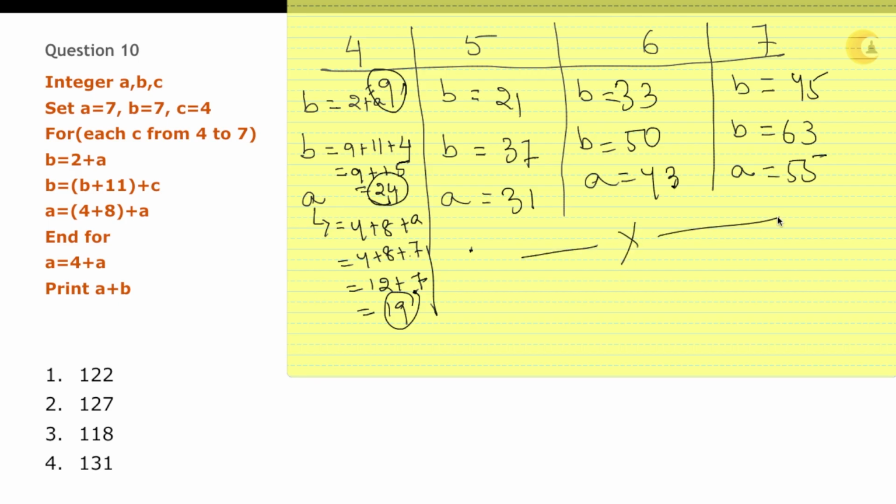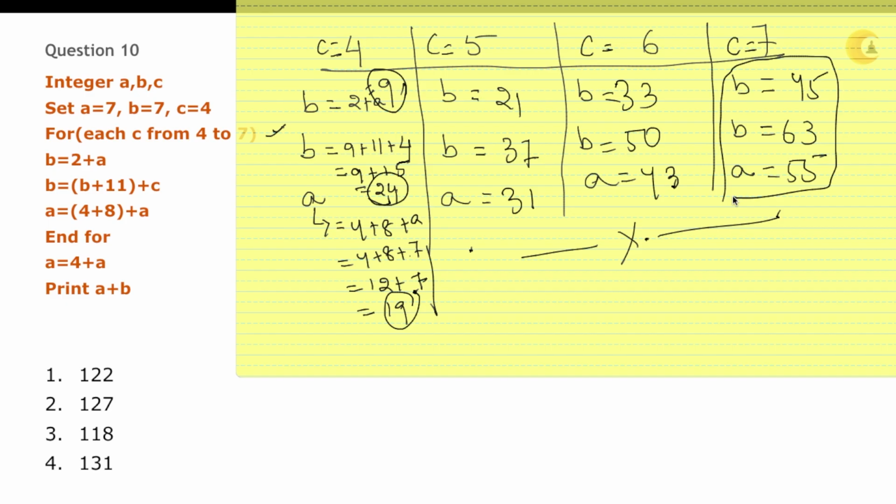So now all the iterations are complete till 7. At the end of completing 7, here C is equal to 7, C is equal to 6, C is equal to 5 and C is equal to 4. Now why is it so? Because the loop is for C, right? For each C from 4 to 7. So now the loop is complete and this is the final value of each variable, right?